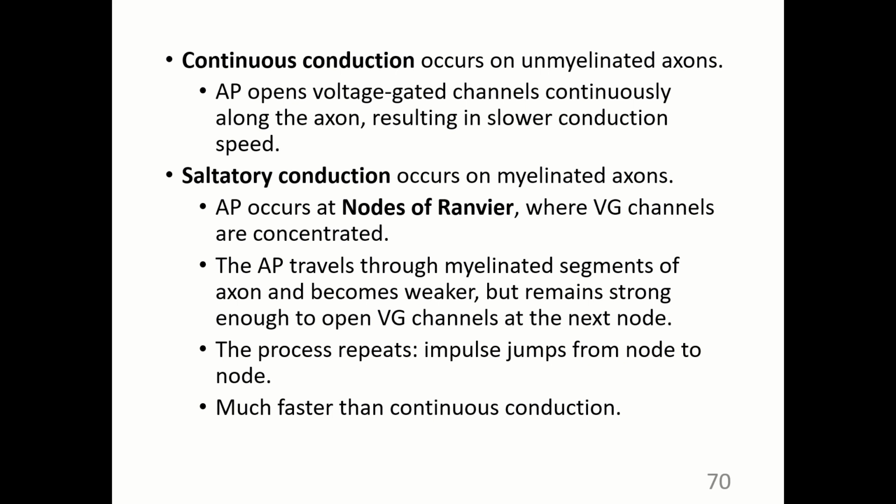During continuous conduction, the action potential will open voltage-gated channels continuously along the axon. This results in a slower conduction speed.